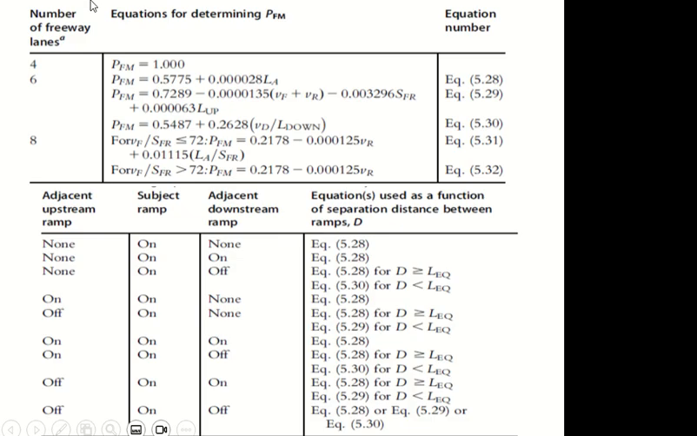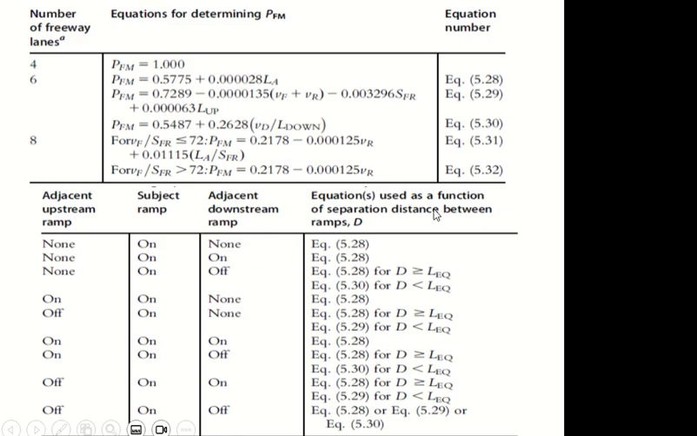You are done. If you have 6 lanes, meaning 3 lanes in each direction, or if you have 8 lanes, meaning 4 lanes in each direction, then you have to look into one of these conditions. If you have 3 lanes in each direction, you can do it from here, here, or here. You can see equation numbers are given here. So if I have 6 lanes, 3 in each direction, then I have 3 options to calculate PFM. If I have 4 lanes in each direction, then I have 2 options to calculate the PFM.